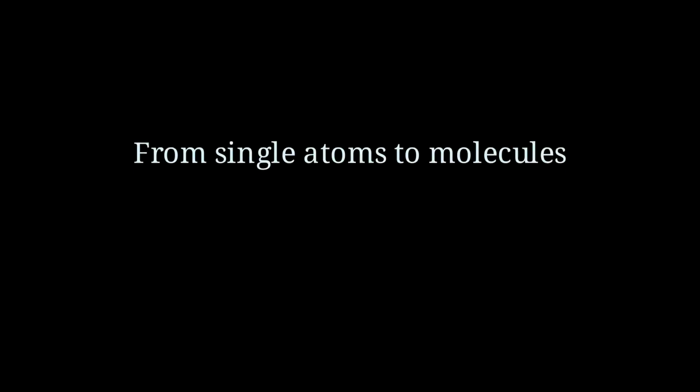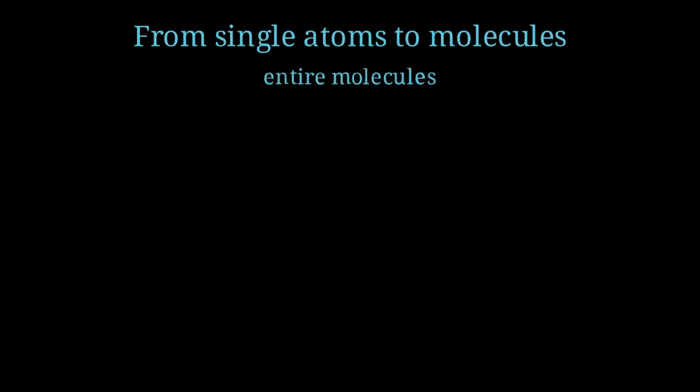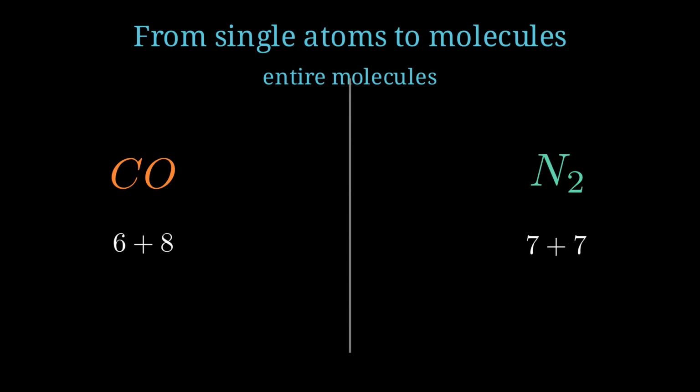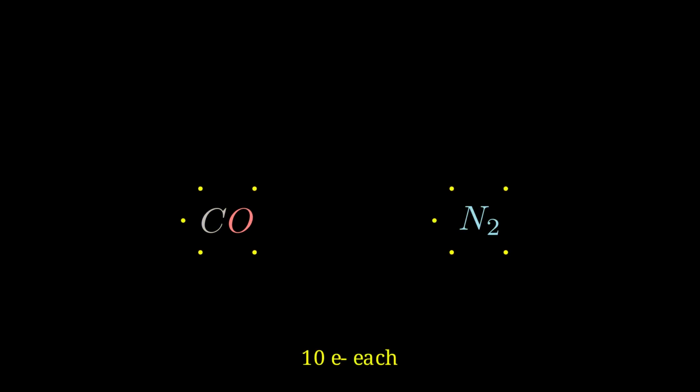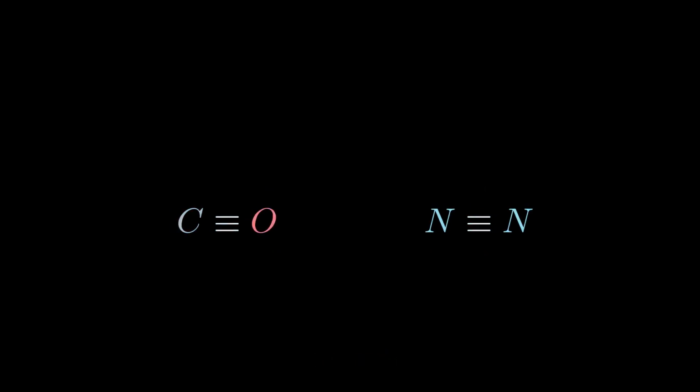But it gets more interesting when we move from single atoms to entire molecules. Take carbon monoxide, CO, and nitrogen gas, N2. Let's do the math. Carbon has 6 electrons and oxygen has 8, totaling 14. Nitrogen has 7, so 2 nitrogens also give us 14. They are isoelectronic. But notice something else about them. Since they have the same number of electrons, they also tend to distribute those electrons in the same way. Both molecules are held together by a sturdy triple bond.